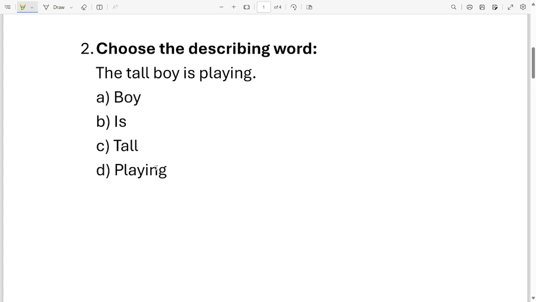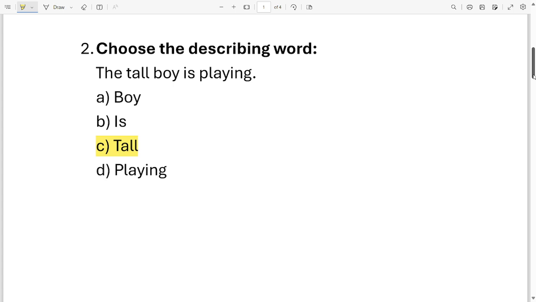Describing words are words which tell something. Which word is telling you something? Is it option A boy? No. Is it option B is? No. Is it option C tall? Yes, it is. It is telling the boy is tall. So the word tall is describing the boy. So the describing word is tall. Option C is the correct option.